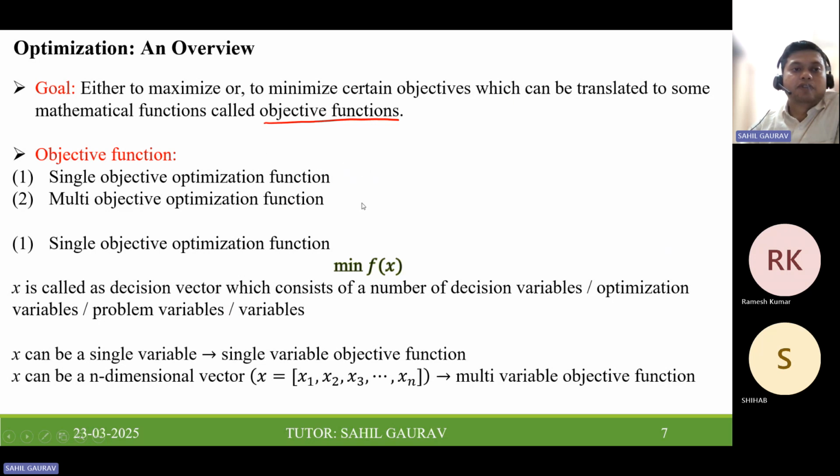And the objective function for an optimization problem can be either a single objective optimization function or a multi-objective optimization function. In single objective optimization, you can denote it like minimize f(x), where x is called the decision vector, which consists of a number of decision variables, optimization variables, or problem variables, or simply variables. So this x can be a single variable, then you can call this a single variable objective function. And when this x is an n-dimensional vector, then you call it a multi-variable optimization function.